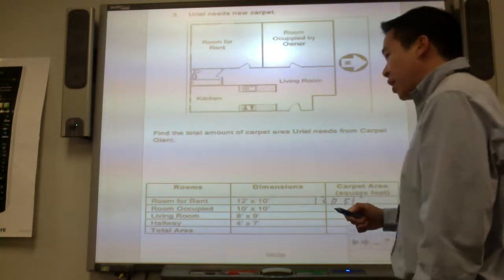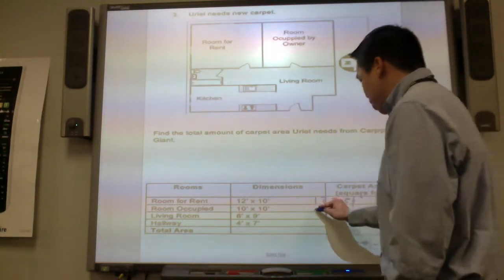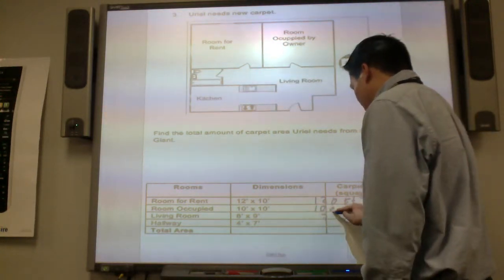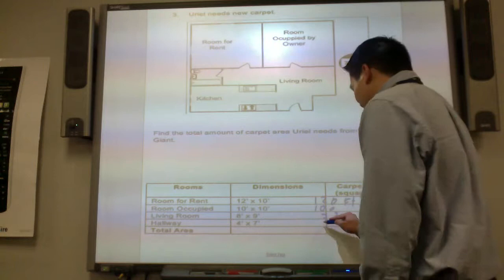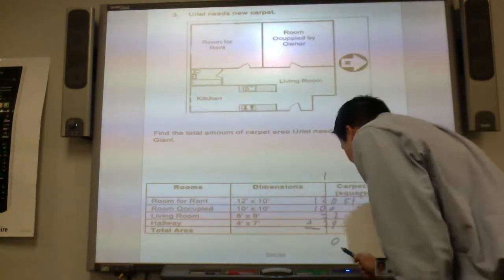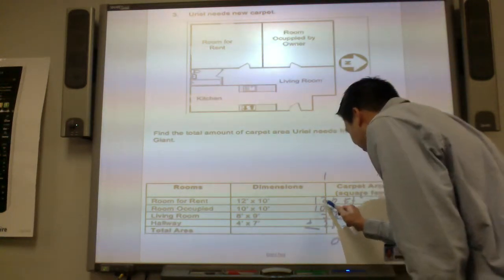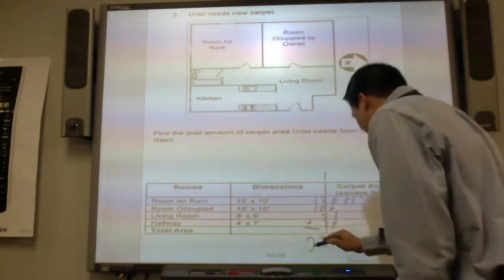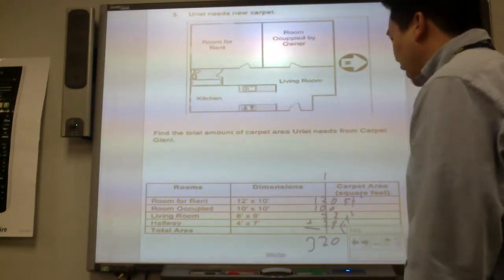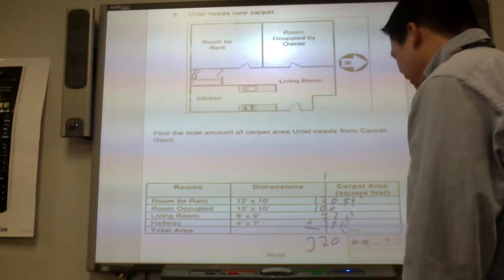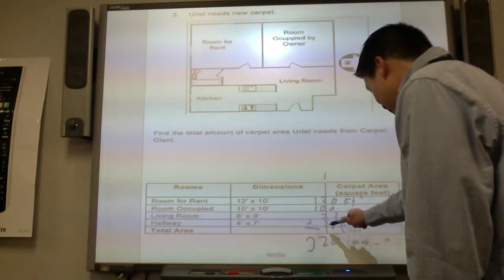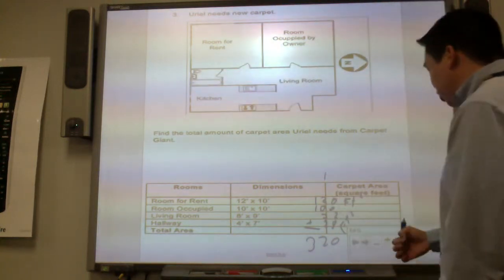Oh, it's already written for us. Room occupies 10 by 10. That's pretty small, 100 square feet. 8 times 9 is the living room, 72 square feet. Hallway is 4 times 7 is 28 square feet. It adds up to 7, 8, 9, 10, 11, 12, carry the 1. 320 square feet is the total area of carpet that I need to replace. Let's make sure I did it correctly. I believe I did. Let's see, 9, 10, 11, 12. Yep, 320 square feet.